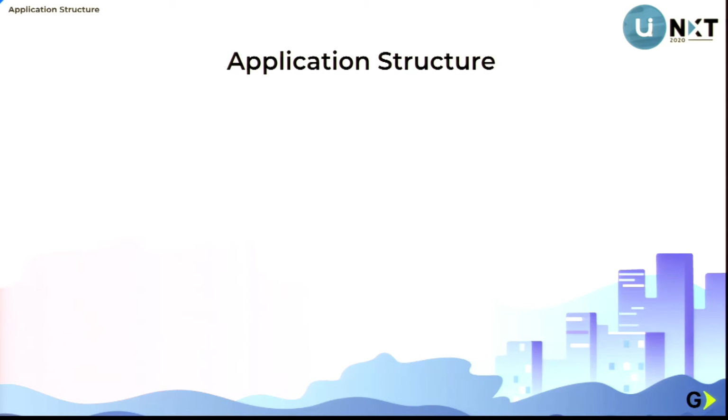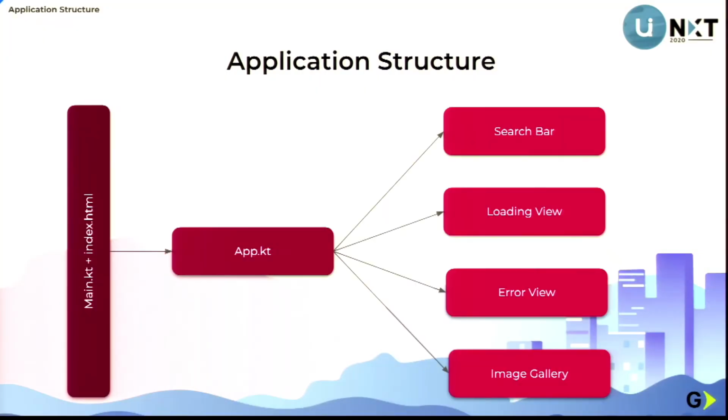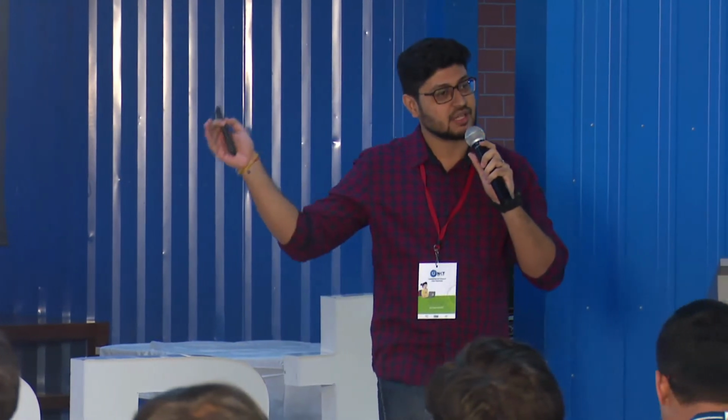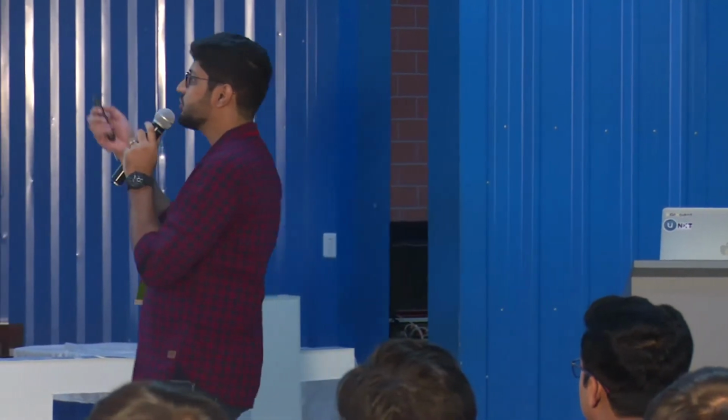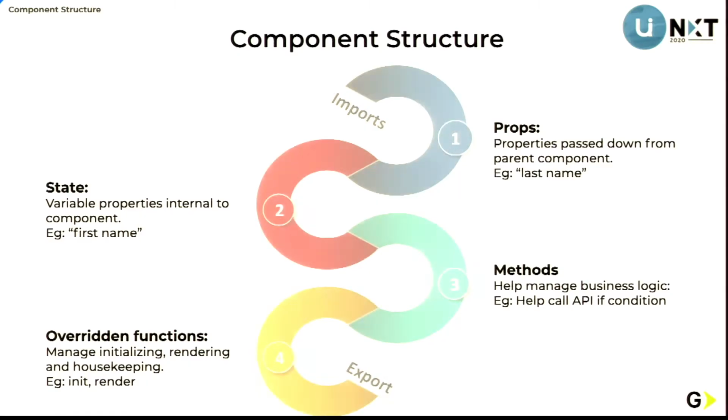Before we go into each of them, before I go into the code for the search bar and it gets really boring and incoherent for you to understand which of the working parts are there, I just wanted to show you how each of these components will be structured. Each of these, search bar, loading view, error view, and image gallery, will be structured in a certain way, like a class or a component. So let's see a roadmap for that.